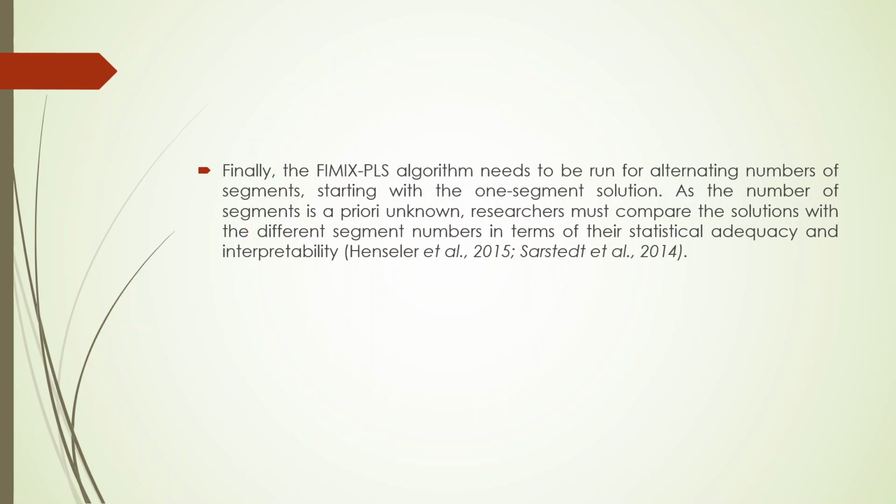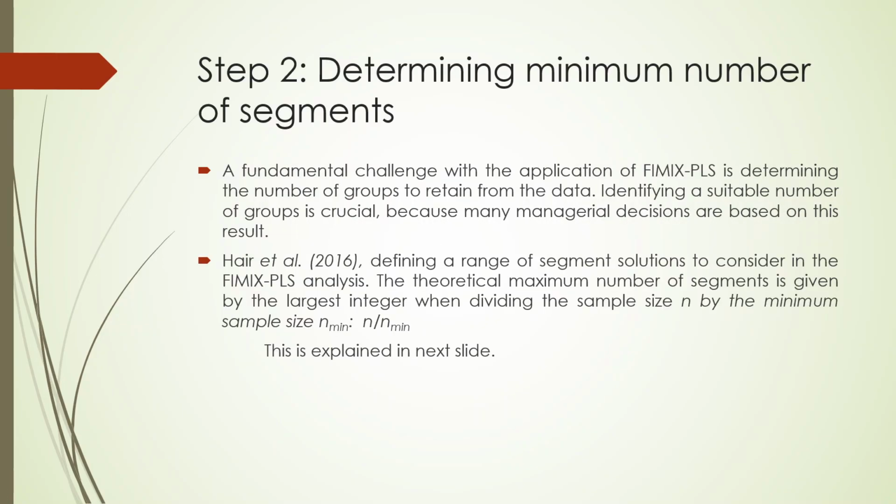Here you will have to run the FIMIX-PLS algorithm for alternating numbers of segments, that is, for segment 1, 2, 3. You will have to decide for how many segments you want to run FIMIX, and all these segments will be compared. But for that, you will have to determine the minimum number of segments which you will have to run.